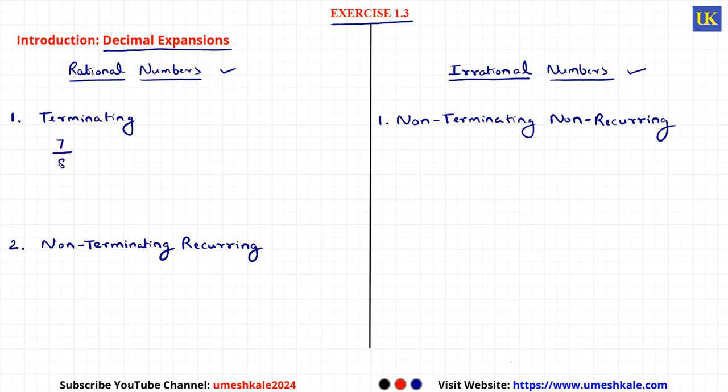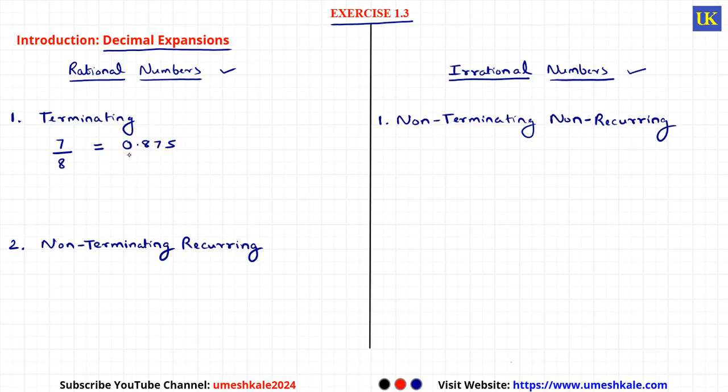Say the number 7 by 8. Now if we divide this, the decimal expansion we will get is 0.875. That's it, and the number will stop here. So here it will be solved. We will get 0 in the remainder. So it will be completely solved. So 0.875 is the decimal expansion of this particular number.